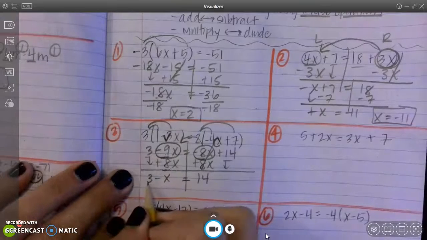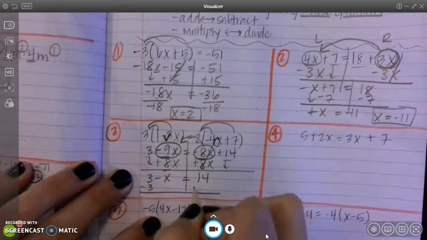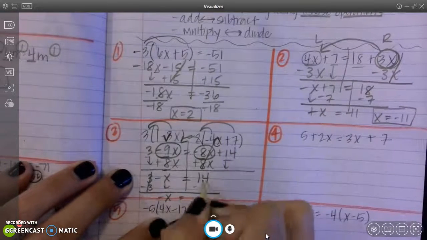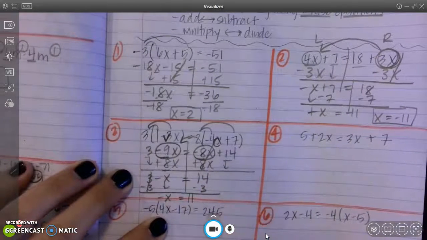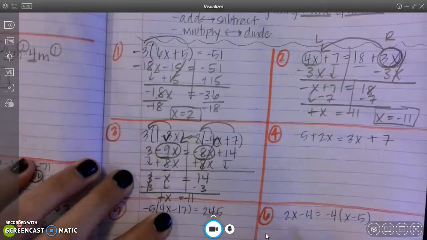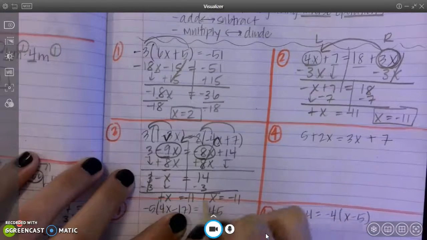How do I get rid of this positive 3 in order to isolate my negative x? I subtract 3 from both sides. Bring down the negative x. 14 minus 3 is 11. Very similar to number 2. This is so funny. I can change the sign on this, but I also have to change the sign on the 11. So my final answer is x is negative 11 again.